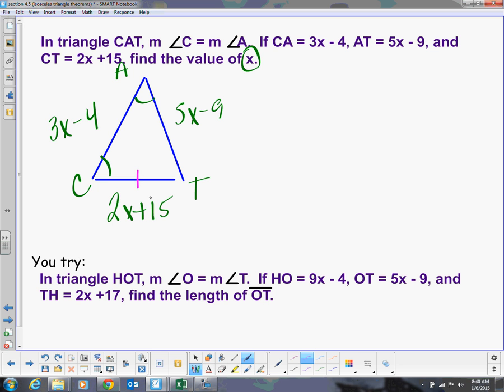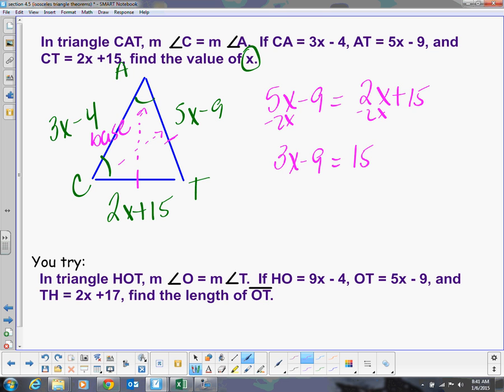CT is 1. And CA, this is opposite that angle. This is opposite T, and it's not equal. It is going to be what? AT. So what's your equation? If you had set either one of these equal to that, it would have been wrong because that is the base, not the legs. So if we subtract 2x from both sides, that's going to be 3x minus 9 equals 15. If I add 9, I have 3x equals 24. X is equal to 8.